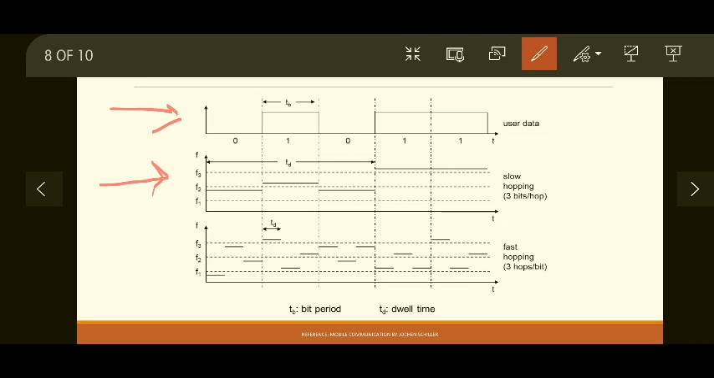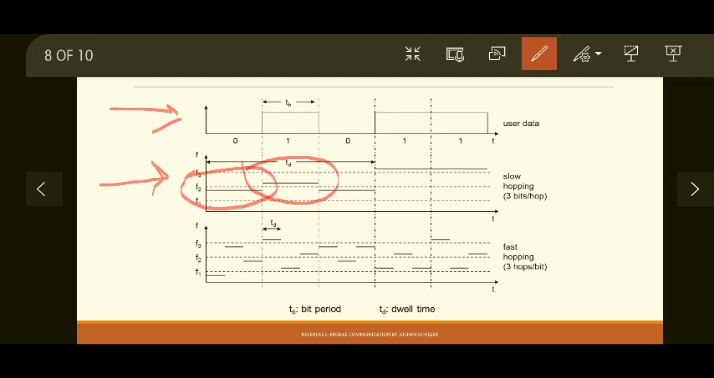Now if you see carefully, to distinguish between 0 and 1, user data bit 0 stays on a frequency slightly lower than F2, whereas user data bit 1 stays on a frequency slightly higher than F2. So that will distinguish us between 0 and 1. If frequency is slightly lower than F2, it will be 0. If frequency is slightly higher than F2, it will be 1.